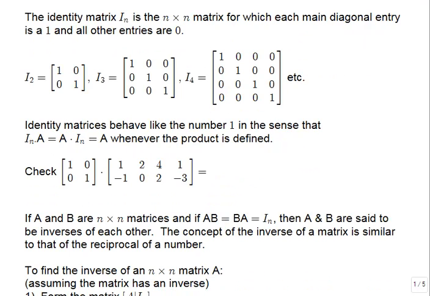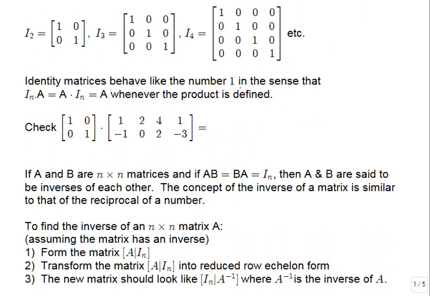Now, identity matrices behave like the number 1 in the sense that if you take the identity matrix times a matrix A, you'll get back A, and if you take a matrix A times the identity matrix, you'll get back A. So it's like you're multiplying that matrix A times 1 and getting back the original matrix A. So let's see an example.